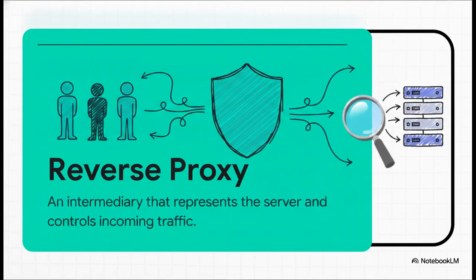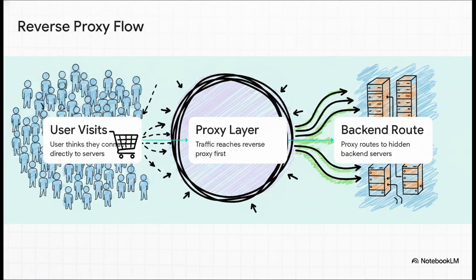All right, let's pivot the narrative to the other side of this architectural duality, the reverse proxy. This one completely flips the perspective. A reverse proxy sits between internet users and the backend servers. So instead of representing the client, the reverse proxy represents and aggressively protects the server. Think about a massive platform like Amazon.